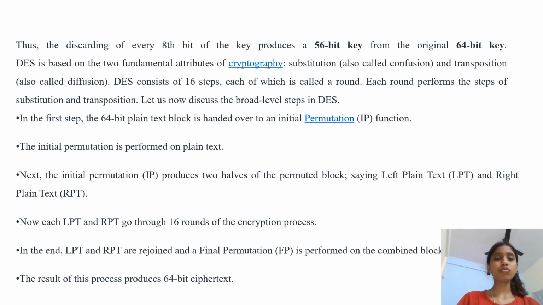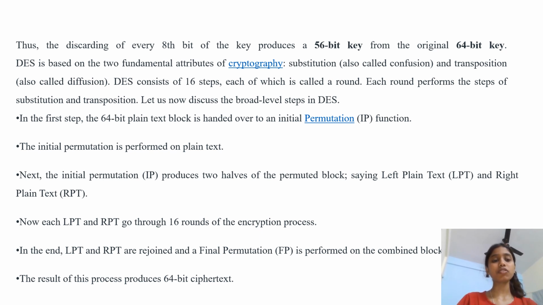DES is based on two fundamental attributes of cryptography: substitution, also called confusion, and transposition, also called diffusion. DES consists of 16 steps, each of which is called a round. Each round performs the steps of substitution and transposition. Let us now discuss the broad level steps in DES.